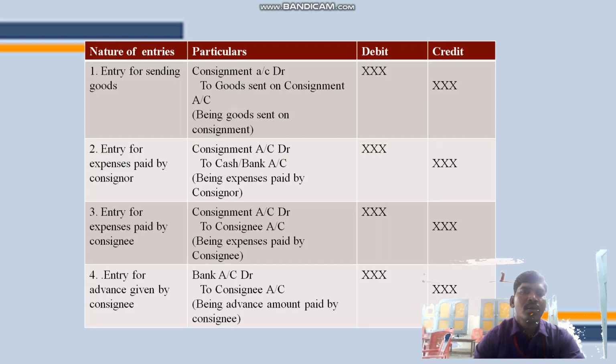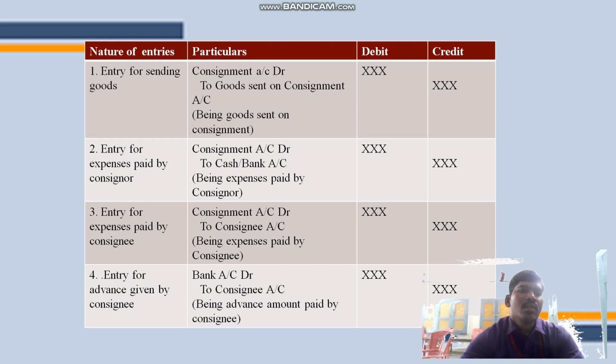Now we are going to see what journal entries we are going to record in the consignment account. First one is the entry for sending the goods. We have already discussed in detail the transactions taking place in the consignment, and now we are going to see the journal entries for them. So the first one is the entry for sending goods. This is Consignment Account debit to Goods Sent on Consignment Account. This is the journal we are going to use in order to post it in the ledger.